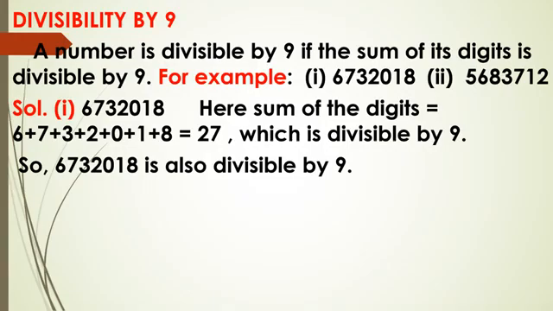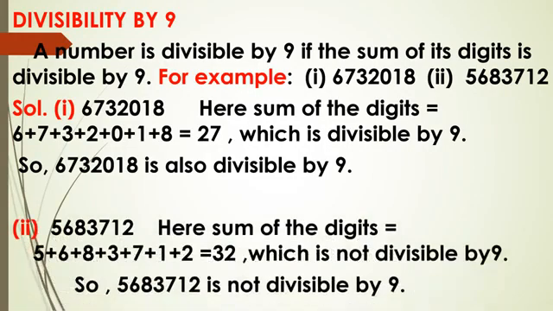See the second example. 56,83,712. In this also, find out the sum of all the digits. That is 5 plus 6 plus 8 plus 3 plus 7 plus 1 plus 2, which is equal to 32. It is not divisible by 9. 32 is not divisible by 9. So, the number is also not divisible by 9.